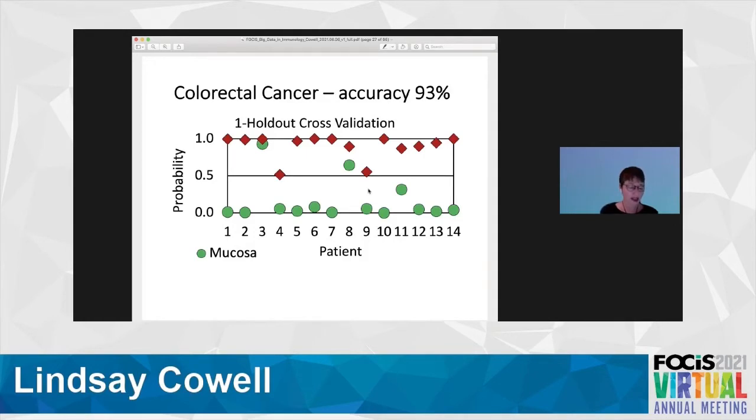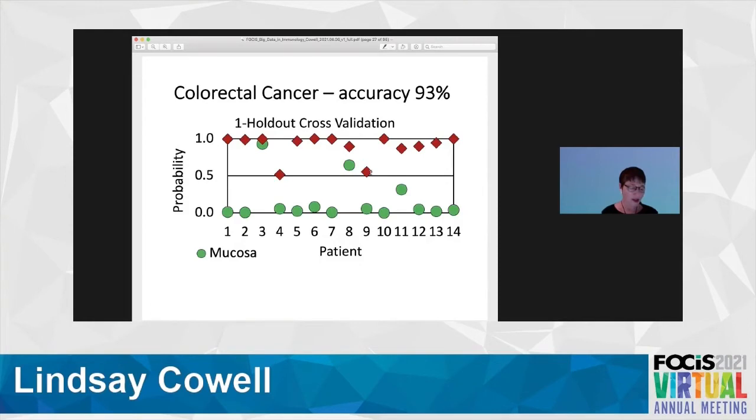So here we see patient on the x-axis, and on the y-axis we see the probability calculated by our model of a sample being a tumor sample. So a probability of 0.5 is the threshold, with samples scoring higher assigned a tumor label and samples scoring lower assigned a healthy label. The green points correspond to true healthy labels and the red points correspond to true tumor samples. And we get an overall classification accuracy of 93% by leave one out cross-validation, where all the tumor samples are correctly classified, although 2 are very close to this threshold.